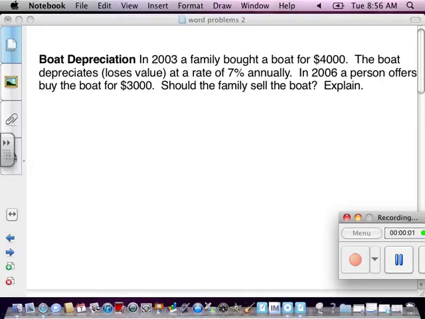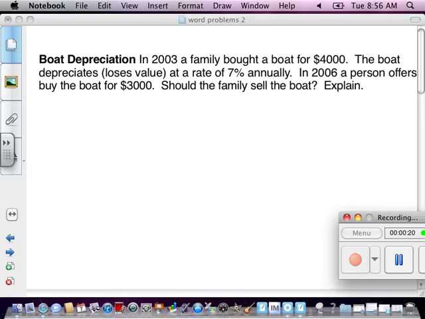So ladies and gentlemen, we're going to look at the boat problem. In 2003, a family bought a boat for $4,000. The boat depreciates, or loses value, at a rate of 7% annually. In 2006, a person offers to buy the boat for $3,000. Should the family sell the boat?